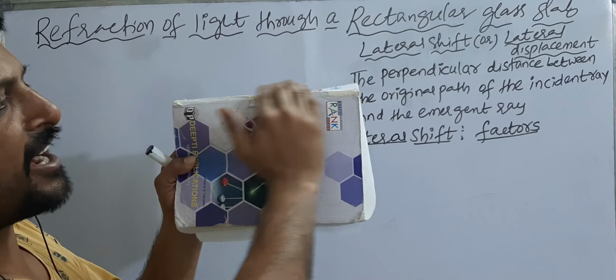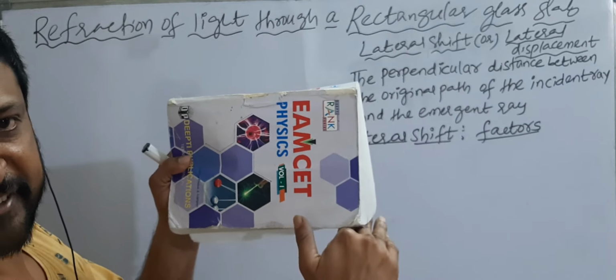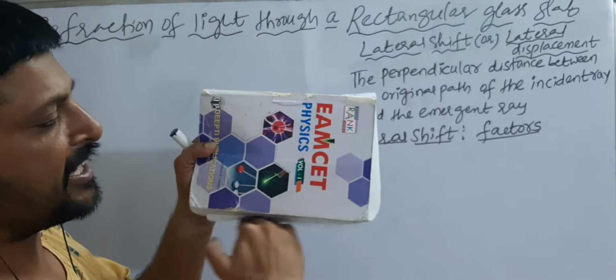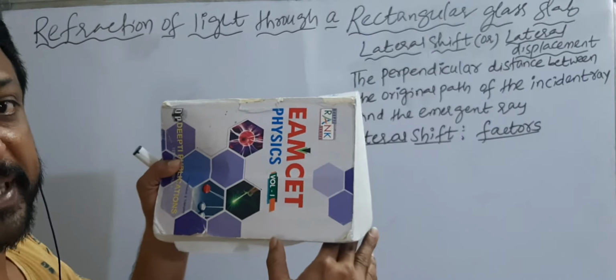So this is one refracting surface. This is another refracting surface. How are the two refracting surfaces? Two refracting surfaces are parallel to each other.